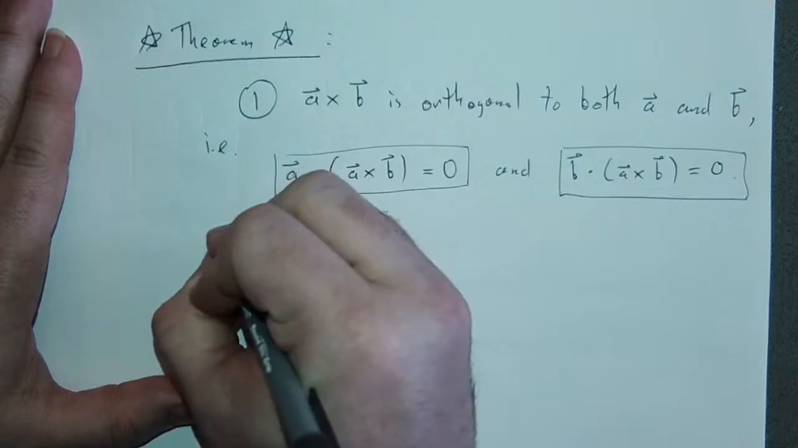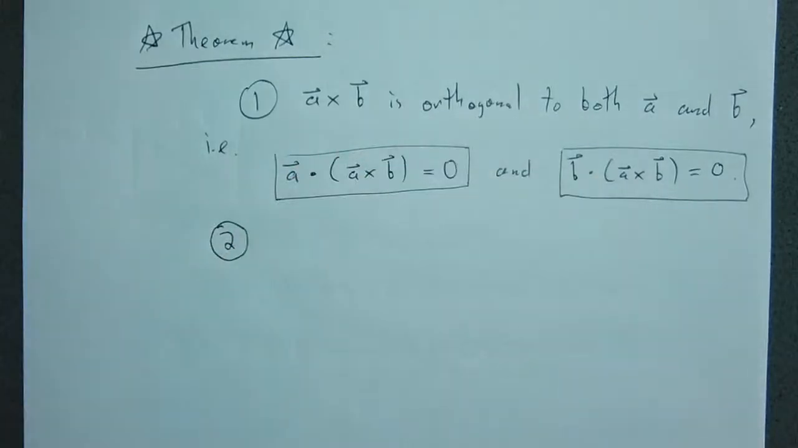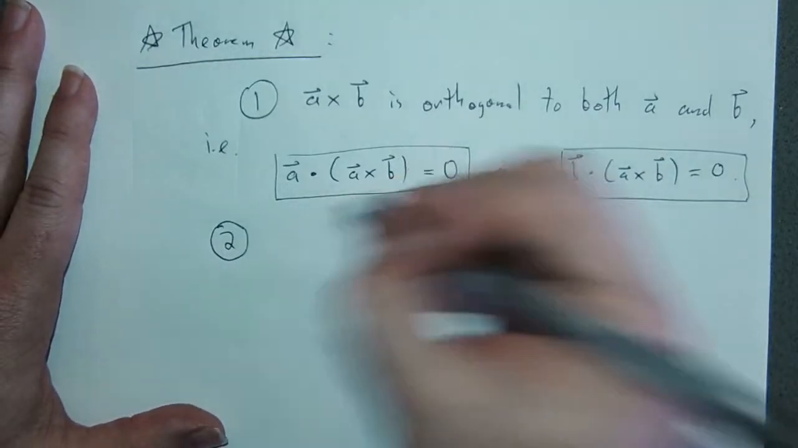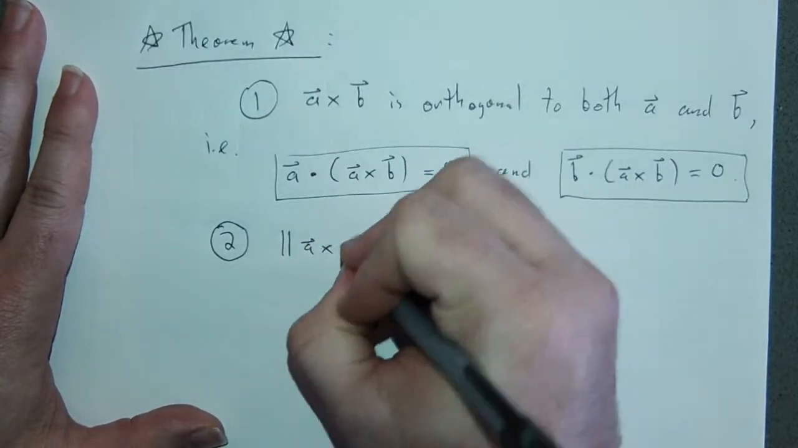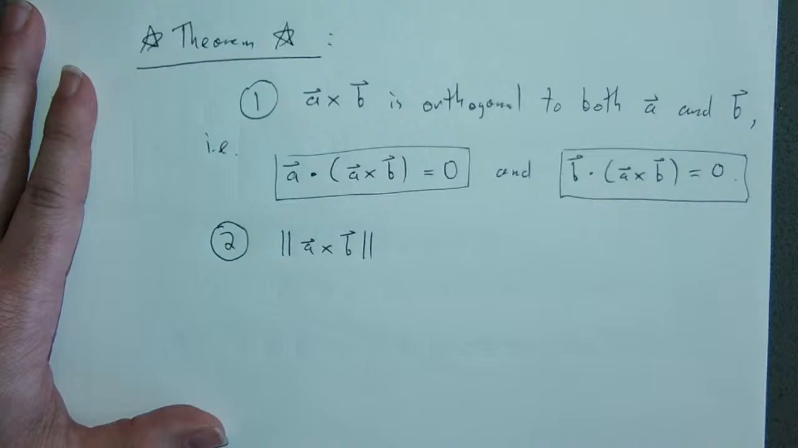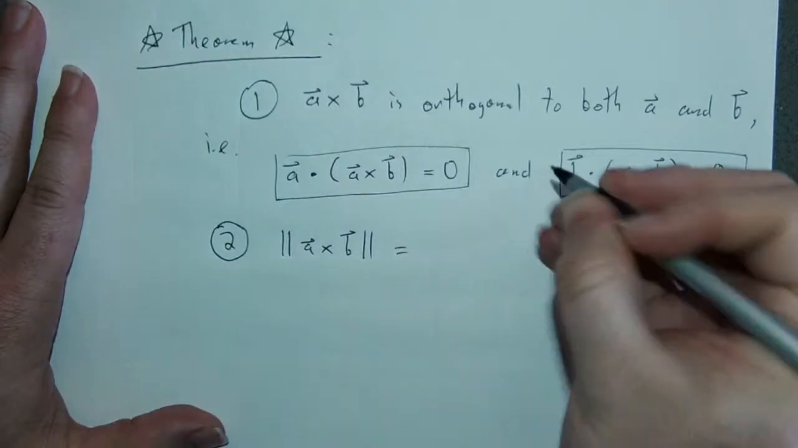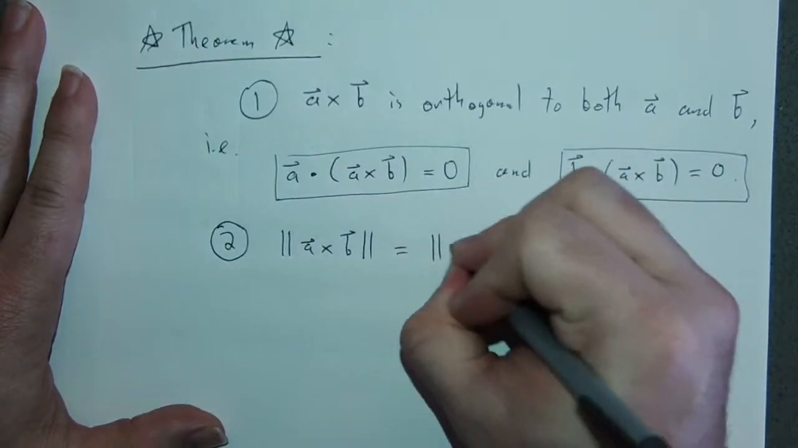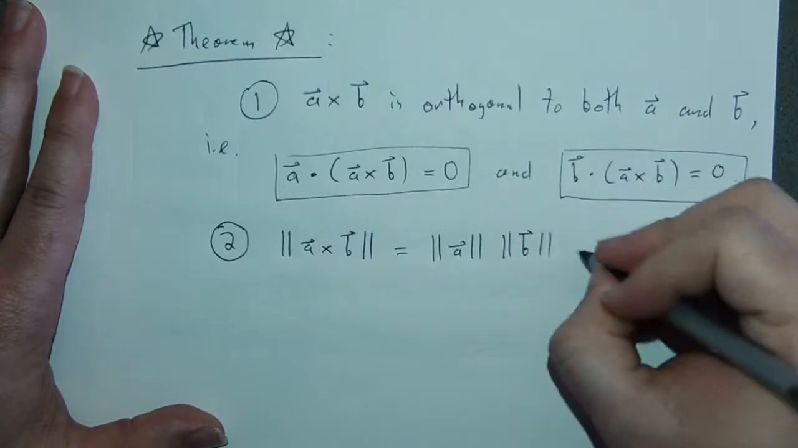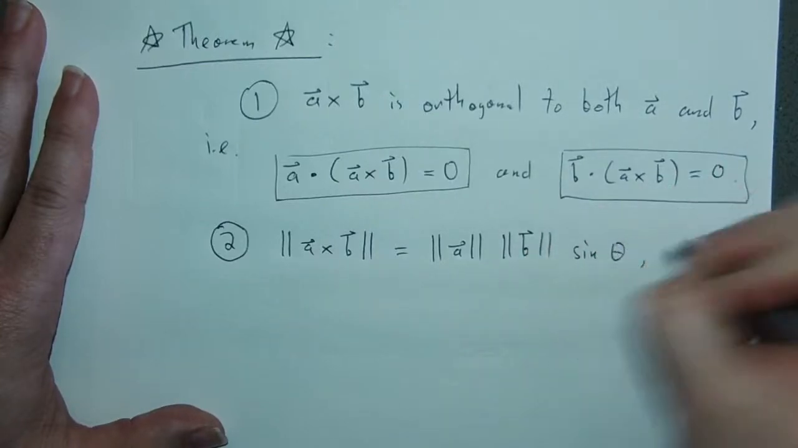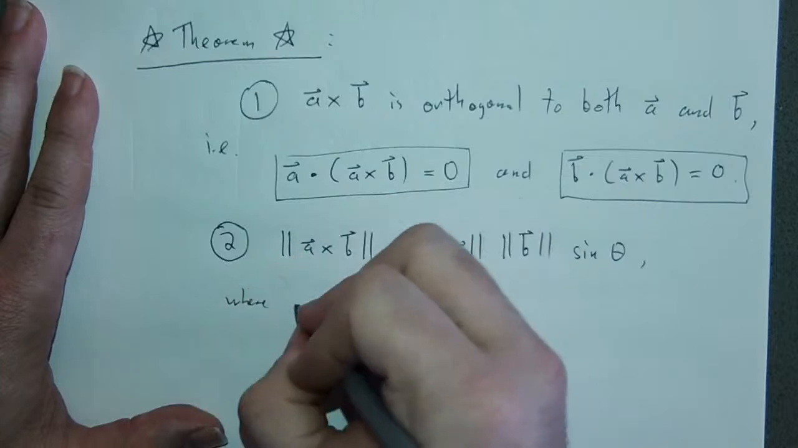The second part of this theorem, this one isn't super duper important, but it's really, really nice to see the analog here with what we did with the dot product. Basically, the length of the vector A cross B is equal to the length of A times the length of B times sine of theta, where theta is the angle between A and B.